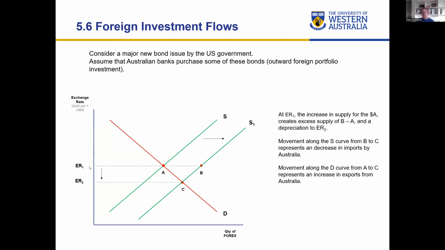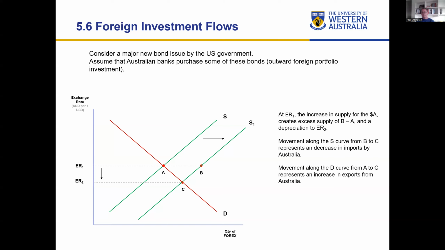What then happens? Well, at the old exchange rate ER1, temporarily there's excess supply now, because the Australian bank has gone into the foreign exchange market with billions of extra Australian dollars to swap them for US dollars. So now they're flooding the foreign exchange market with all of these extra dollars. That shifts the supply curve to the right and opens up a gap between A and B, which is a situation of excess supply. Excess supply of anything in any market will drop the price. And the price in this market is the exchange rate. So the exchange rate drops to ER2.